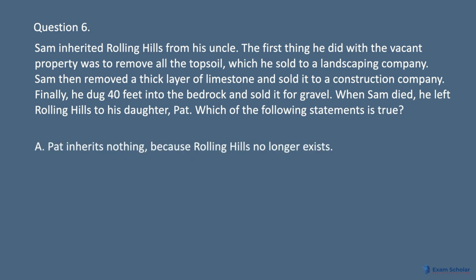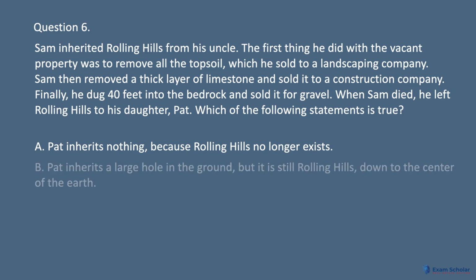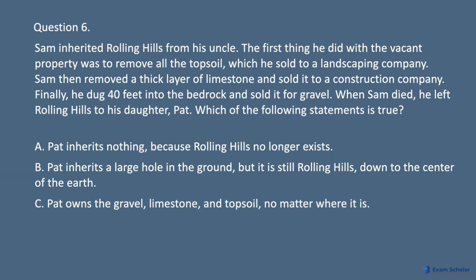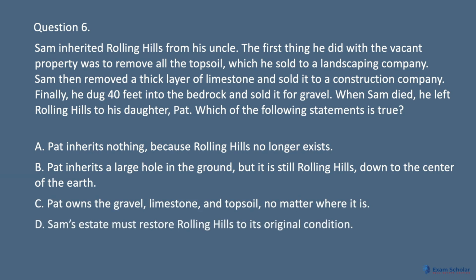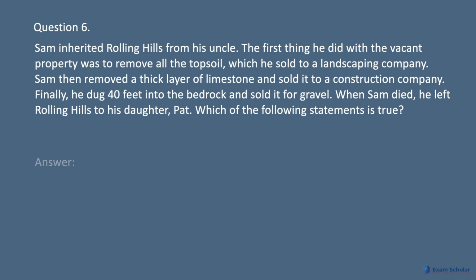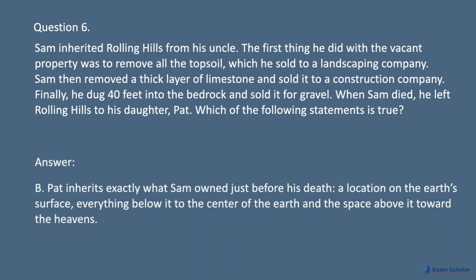A. Pat inherits nothing, because rolling hills no longer exists. B. Pat inherits a large hole in the ground, but it is still rolling hills, down to the center of the earth. C. Pat owns the gravel, limestone, and topsoil, no matter where it is. D. Sam's estate must restore rolling hills to its original condition. Answer: B. Pat inherits exactly what Sam owned just before his death, a location on the Earth's surface, everything below it to the center of the Earth and the space above it toward the heavens.